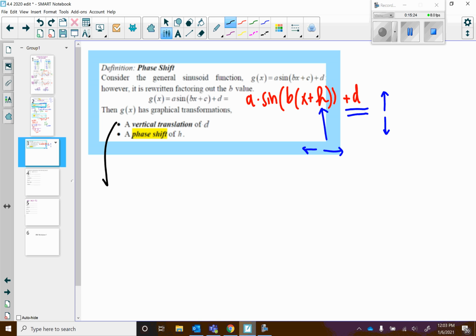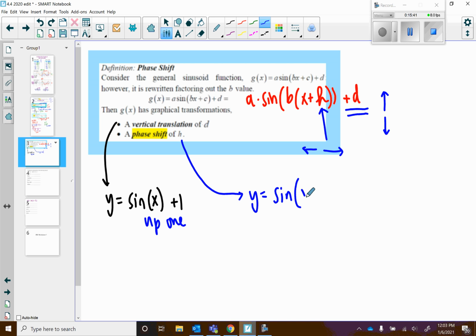A vertical shift would look like this. Sine of x plus 1. That graph has been moved up 1. And a phase shift would look more like y is equal to sine of x minus pi over 2. In this case, it is moved to the right, pi over 2. So instead of starting at the origin, this function would start at pi over 2. We've got 2 examples we will do in class, and I can't wait to do them with you.